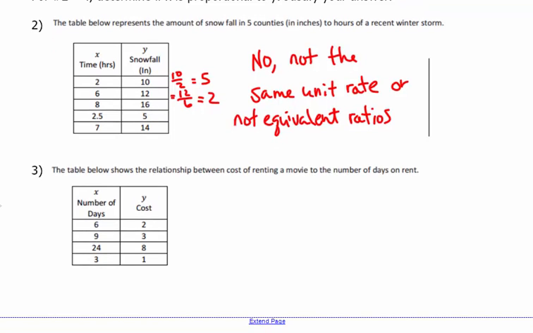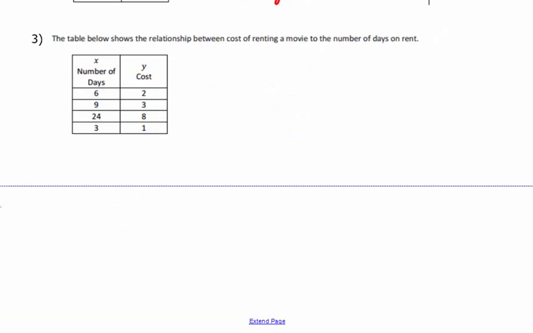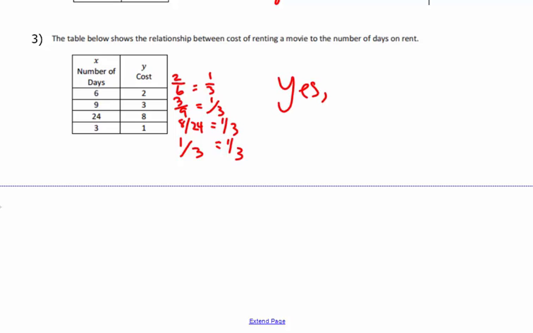Number 3, the table below shows a relationship between the cost of renting a movie and the number of days on rent. So cost is $2 for 6 days. That's 1/3. $3 for 9 days. That's 1/3. 8 for 24. That's 1/3. And 1 for 3. That's 1/3. So this is yes. Same unit rate. Or I could say they're all equivalent ratios.